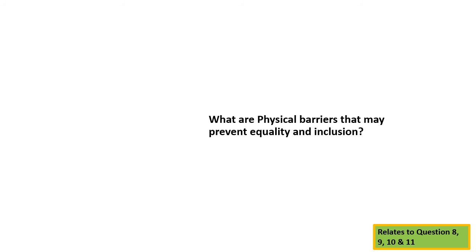Okay, so we're now going to look at slides relating to question 8, 9, 10 and 11. And we're going to look at what are physical barriers that may prevent equality and inclusion. So for a few minutes, just have a think about that. We've talked about social barriers before. So what are physical barriers that may prevent equality and inclusion?